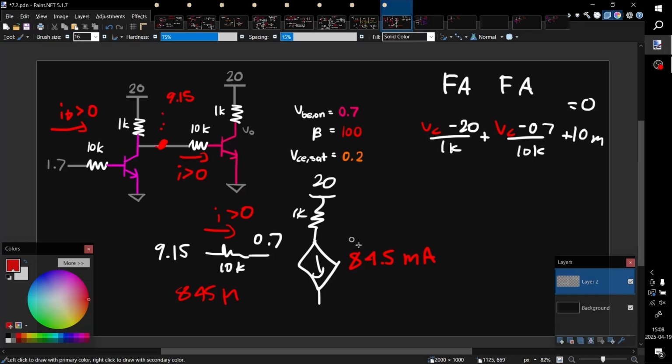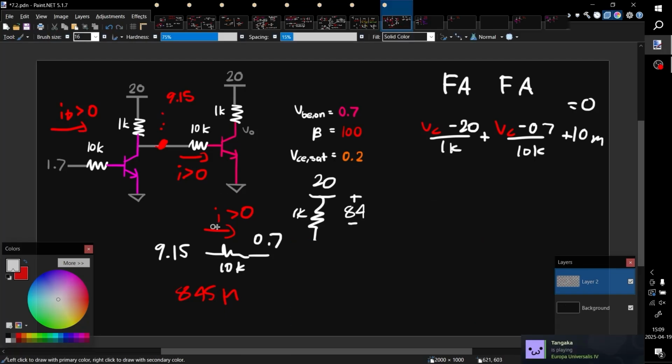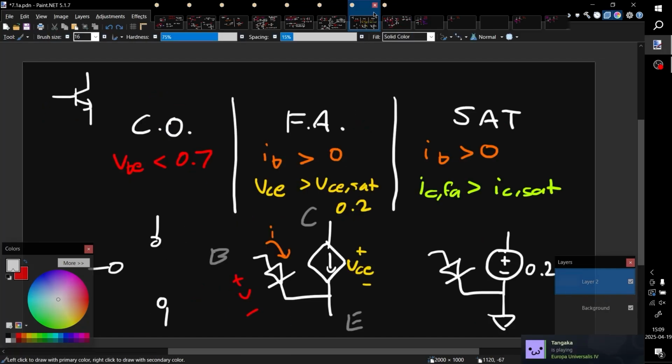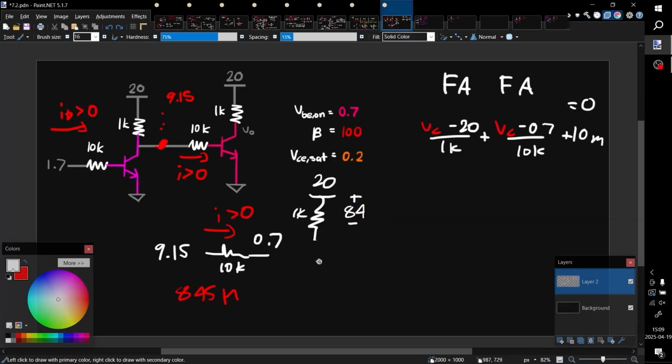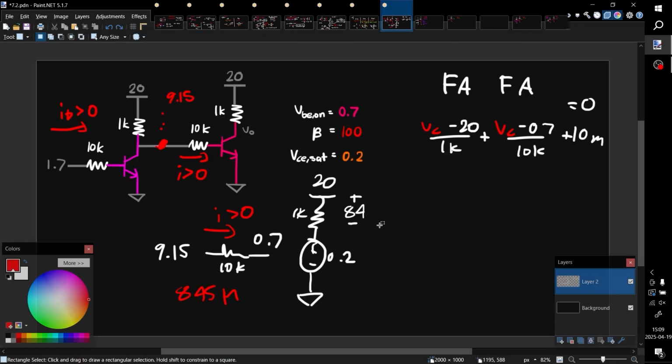Okay, what does this mean? If this cancels with this, there is going to be about an 84 volt drop. 20 minus 84 means that V out will be negative, so about negative 60 or negative 50 something. All we know is that it is way less than 0.2, right? So this model is not allowed anymore. Since this diode is conducting, you're only in 2 states. If it's not forward active, you're going to go to saturation, right? So we're going to change this into a 0.2 source.